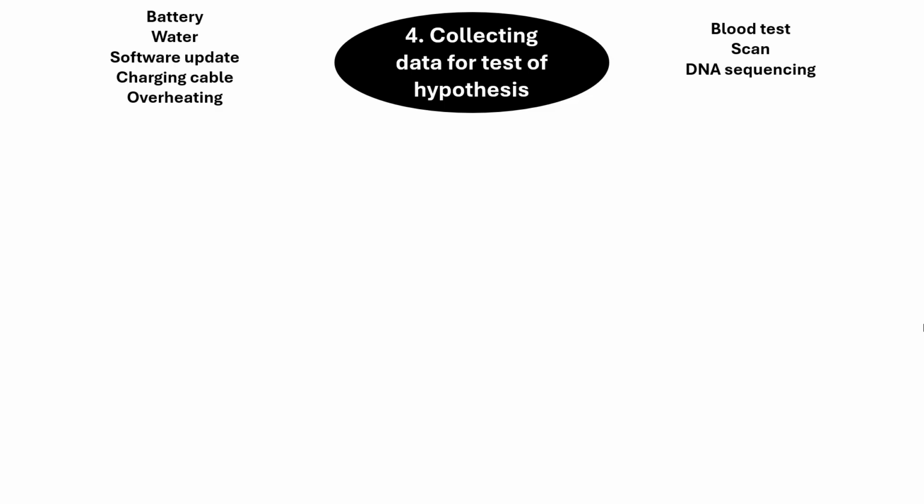Then you collect the data, you perform experiments and see which factor is responsible for the situation. For example, you would change the battery, you would remove the water from your phone, you would see if there is any software update needed, you would change the cable of your phone and see if there is some overheating situation. In a scientific situation, you would perform all the experiments, you would do all the tests and see what is the result that you're seeing after changing these factors.